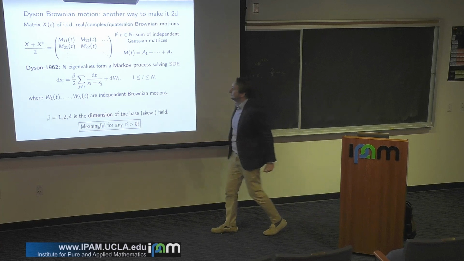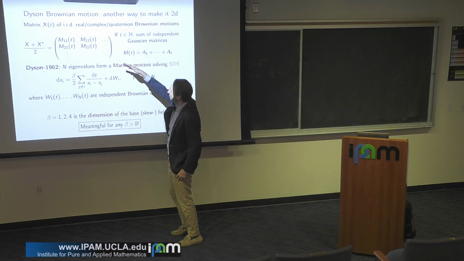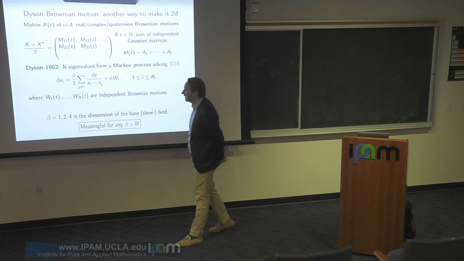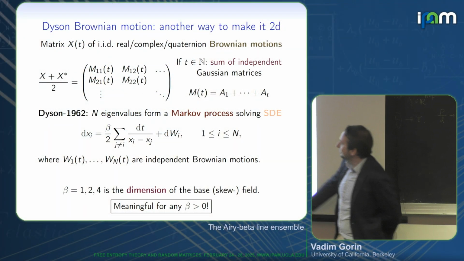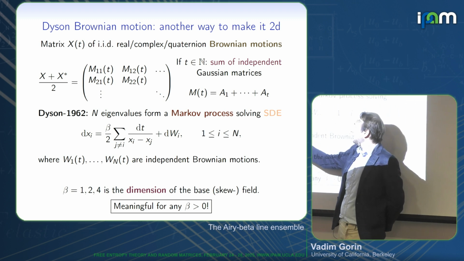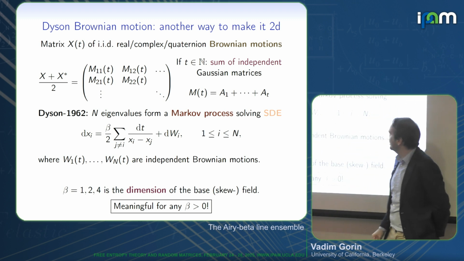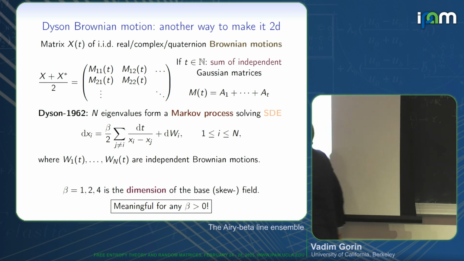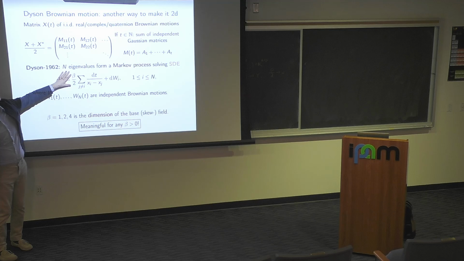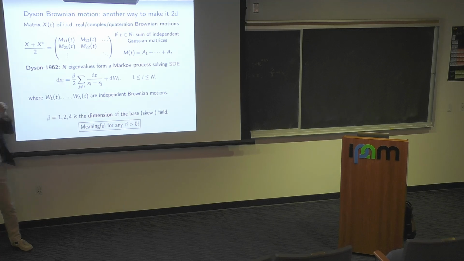What Dyson found is that if you project onto eigenvalues, you get a Markov process which solves a very explicit SDE. There are interactions between these particles which are inversely proportional to the distance, and there are Brownian motions which are driving this SDE. And the beta parameter is, again, a very innocent parameter in front of the interaction.